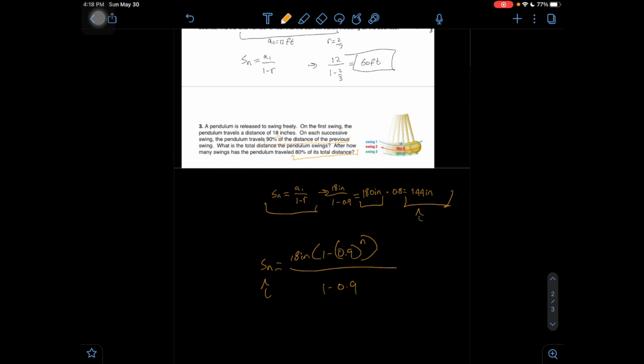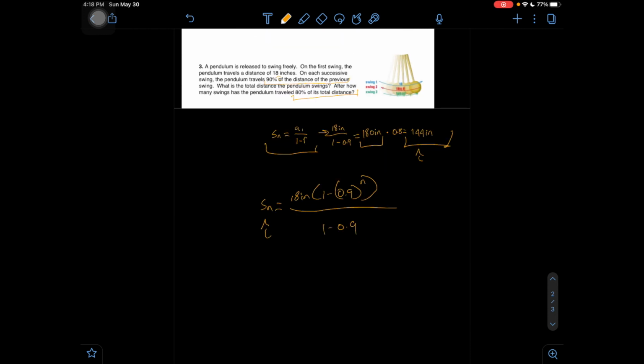Originally in the problem, to get our total distance, we were infinite because it could go an unknown distance. So we have 18 times parentheses 1 minus 0.9 to the power of n, over 1 minus 0.9, and this equals 144. Now we just solve for n, and then we know how many swings it takes. We get a value of n equals 15.275, which rounds to 15.28.